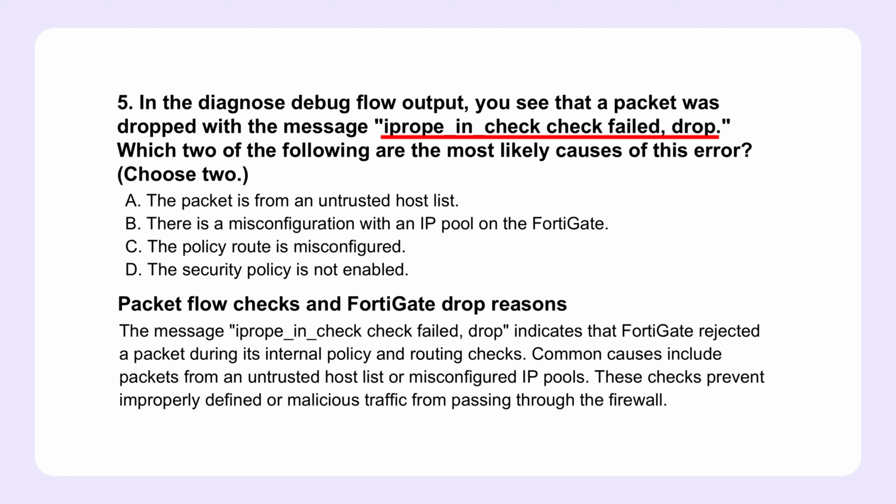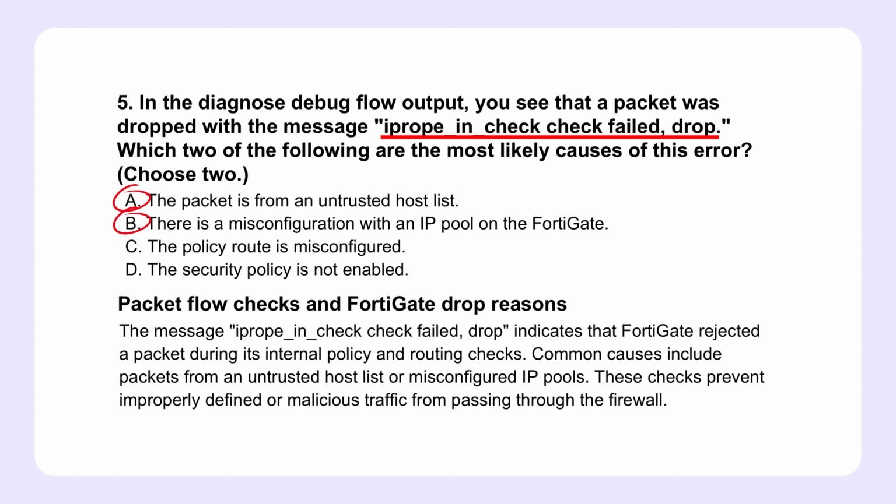When you see that, it means the packet got dropped really early in the process, often before it even hit the main firewall policy evaluation engine. Before policies, so what's checking it? It's an internal FortiOS check. The two most likely reasons you'll see this specific drop message are: one, the packet's source IP address is on an internal untrusted host list, maybe flagged by IPS or DoS protection earlier. Or two, there's a misconfiguration related to an IP pool that the FortiGate needs to process the packet, perhaps for NAT or a specific policy.